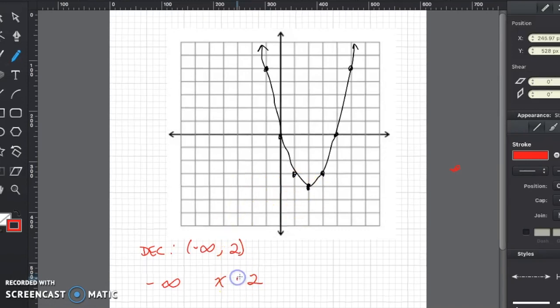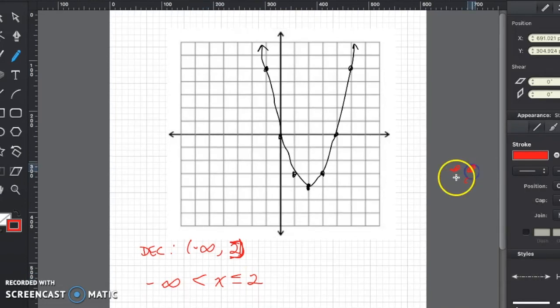So I want x values less than or equal to, oops, this is supposed to be a square bracket. There you go. Less than or equal to 2. And then that's an open bracket, so that should stay. So the way I'd say this is negative infinity is less than x, and x is less than or equal to 2, right?